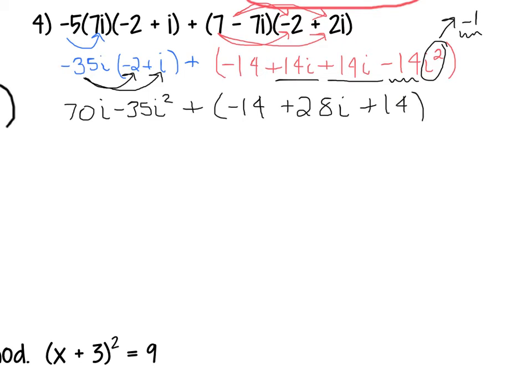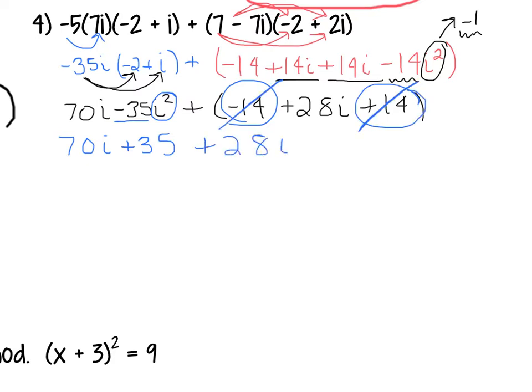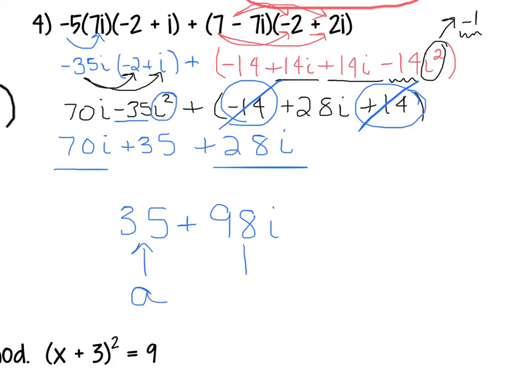Now we can continue simplifying. 70i, once again, i squared is negative 1. So we have negative 35 times negative 1 getting me positive 35. Negative 14 plus positive 14 cancels out, becomes 0. So this is really all we're left with. 70i plus 28i can be combined to become 98i. And then here's our real part of 35. This is our value for a, the real part, and this is our value for b, the integer coefficient for our imaginary part. Okay?